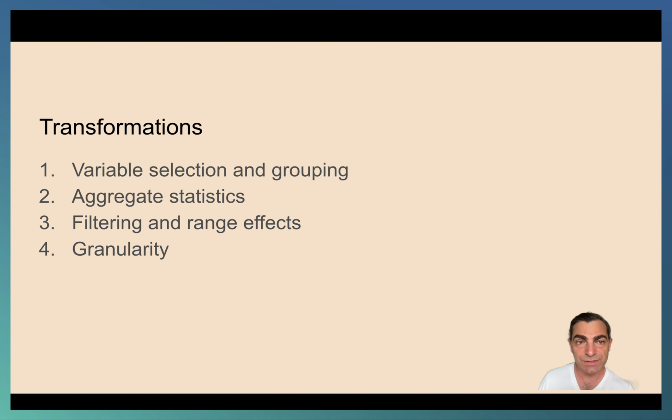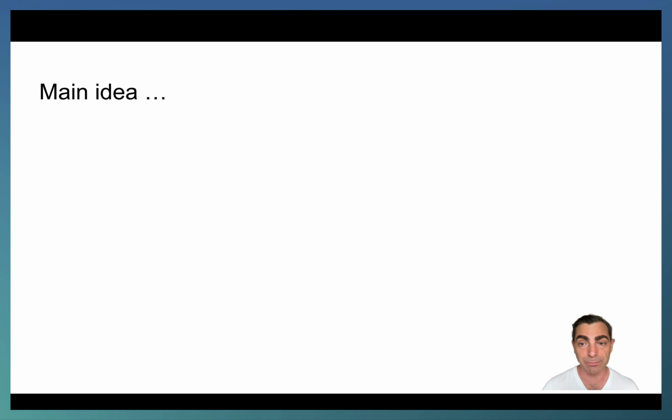So this concludes the set of transformations that I wanted to discuss. As a recap, we looked at variable selection and grouping, aggregate statistics, filtering and range effects, and granularity. For each of these, I first explain what they are and how they work, and then I focus my attention on the many ways in which they can mislead if not used appropriately.